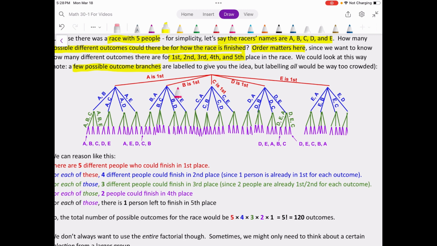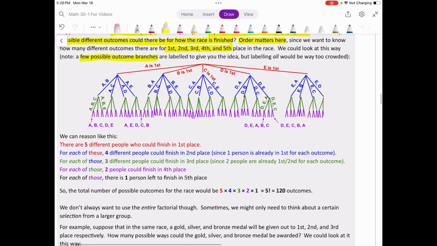You can also see why tree diagrams are great, but they have limited practicality, right? I mean, this isn't even that crazy of a situation. It's just 5 people in a race, and already our tree diagram is pretty humongous looking, okay? So here's the idea, right?